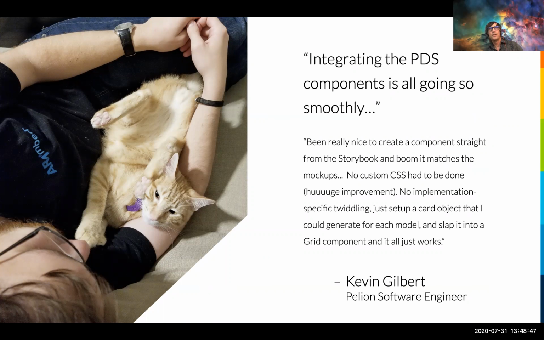It's all going so smoothly. It's been really nice to create a component straight from the storybook and boom, it matches the mockups. No custom CSS had to be done. Huge improvement. No implementation specific twiddling. Just set up a card object that I could generate for each model and slap it into the grid component and it all just works.